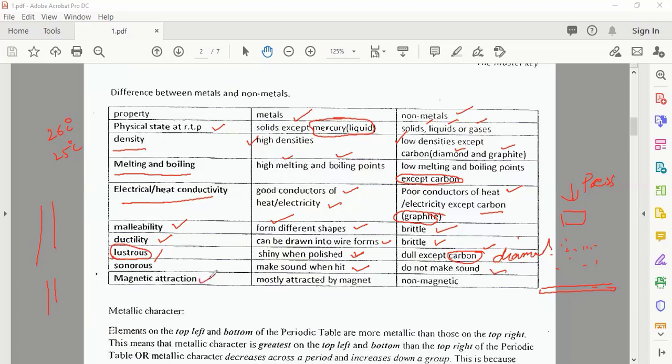Magnetic attraction. It means whether they are attracted by a magnet or not. So most of the metals are attracted by the magnet, but non-metals are not attracted by the magnet. Any confusion in this part?